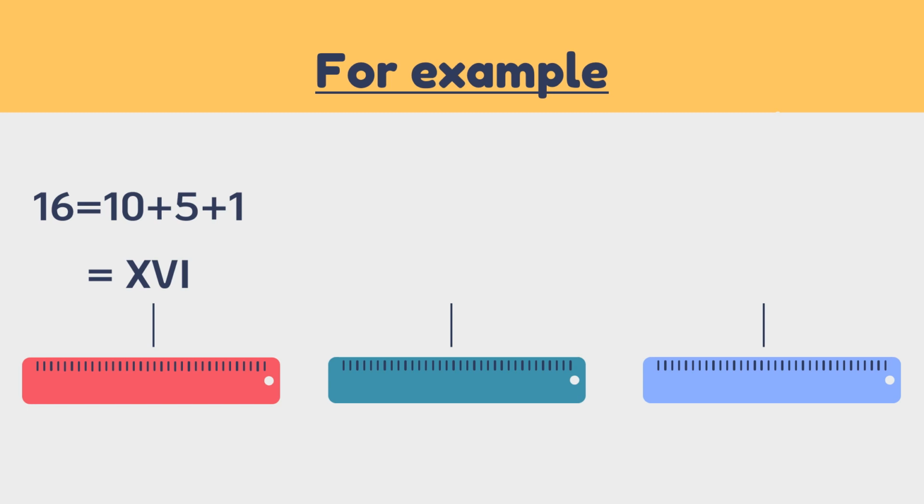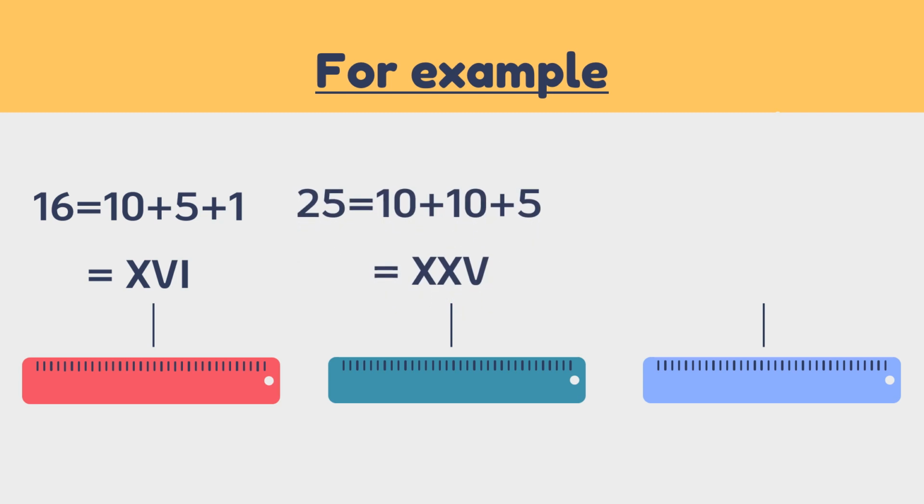Now write their symbols. The symbol for 10 is X, the symbol for 5 is V, and the symbol for 1 is capital I. So the Roman numeral for 16 can be written as XVI.